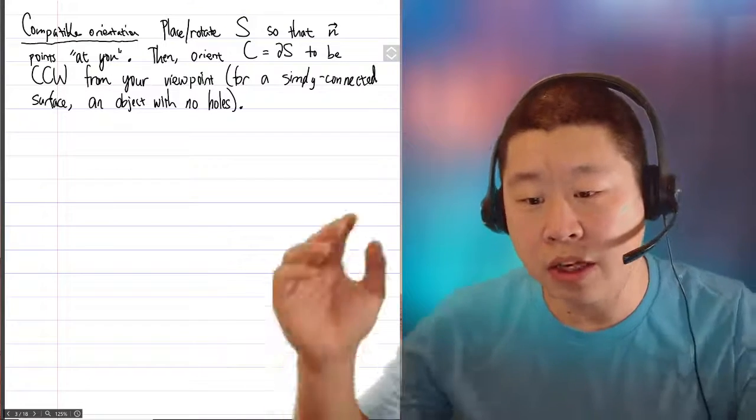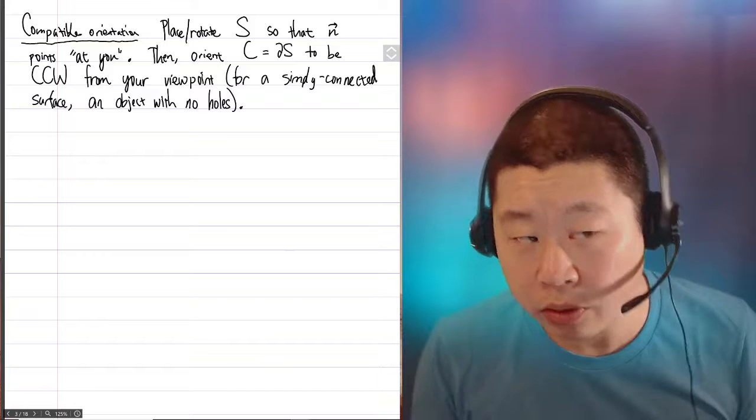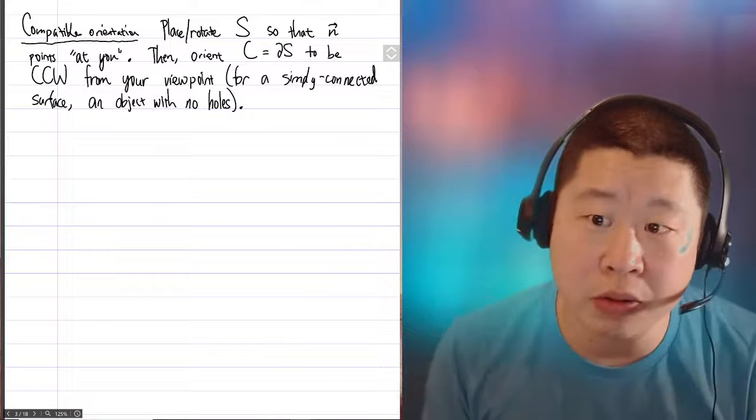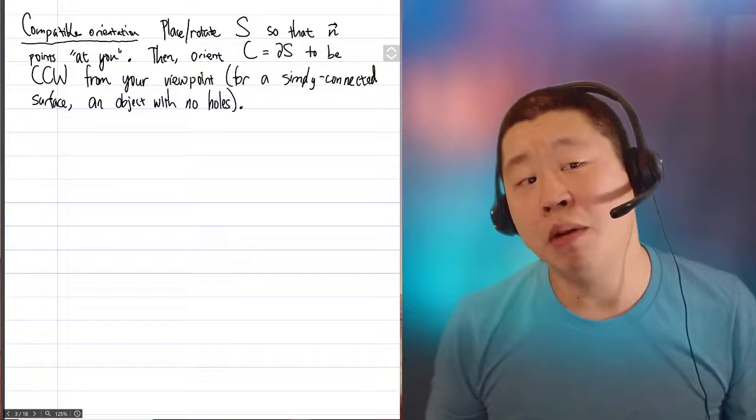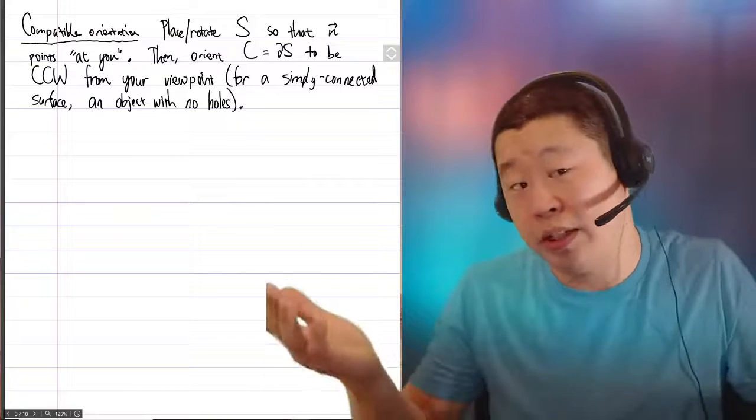Now, that was talking about boundary. Now that we've talked about boundary, there's one other aspect of Stokes' theorem to clear up before we look at examples. That is, what do we mean by compatible orientation, or what do we mean by positive orientation?